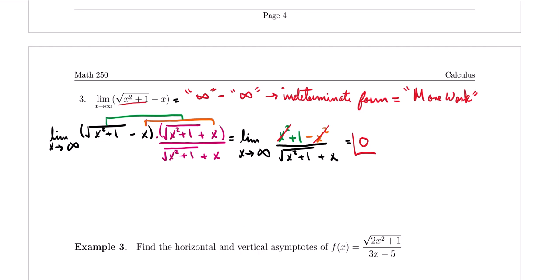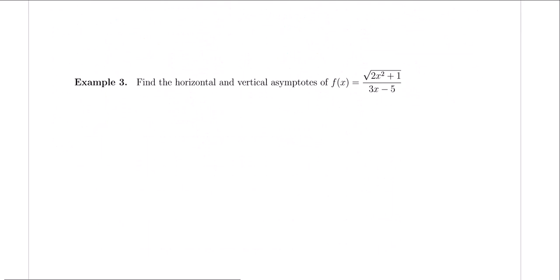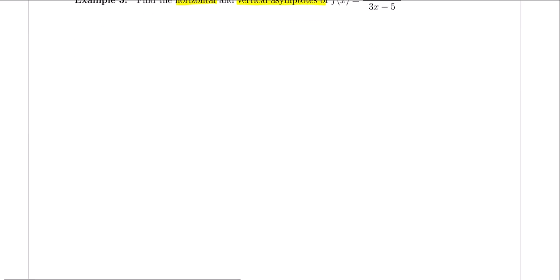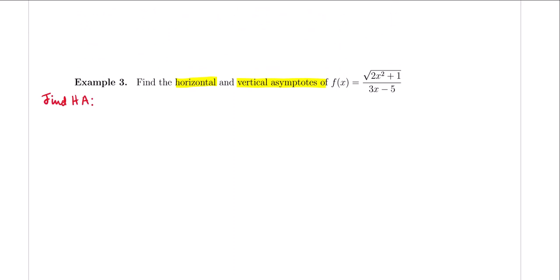Okay, perfect. Now, the last example, I think, is one of the most interesting ones, because this time I am asking you to figure out both the horizontal and the vertical asymptotes for the given function, which is the square root of 2x squared plus 1 all over 3x minus 5. So let's take a look at this one. We can begin by finding the horizontal asymptotes. Just as we've been doing, in order to find the horizontal asymptote, we basically need to take the limit at infinity.